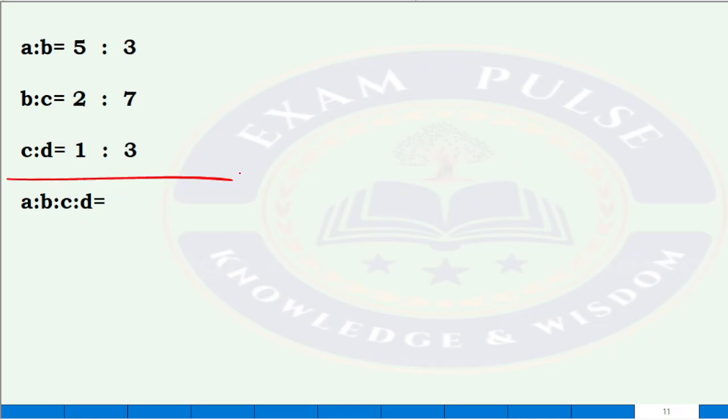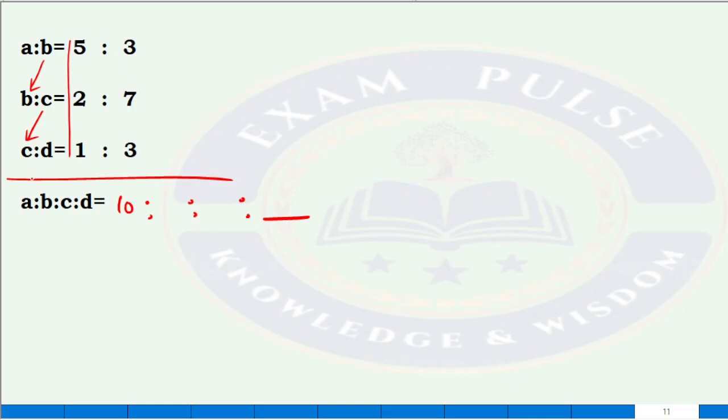Now what about this? First we need to check out continuity. B ending, B starting, C ending, C starting. Therefore it is in continuity. Now A, B, C, D. First one means multiply all the first values. 5 2s are 10, 10 1s are 10. 10. Leave about this B, C.